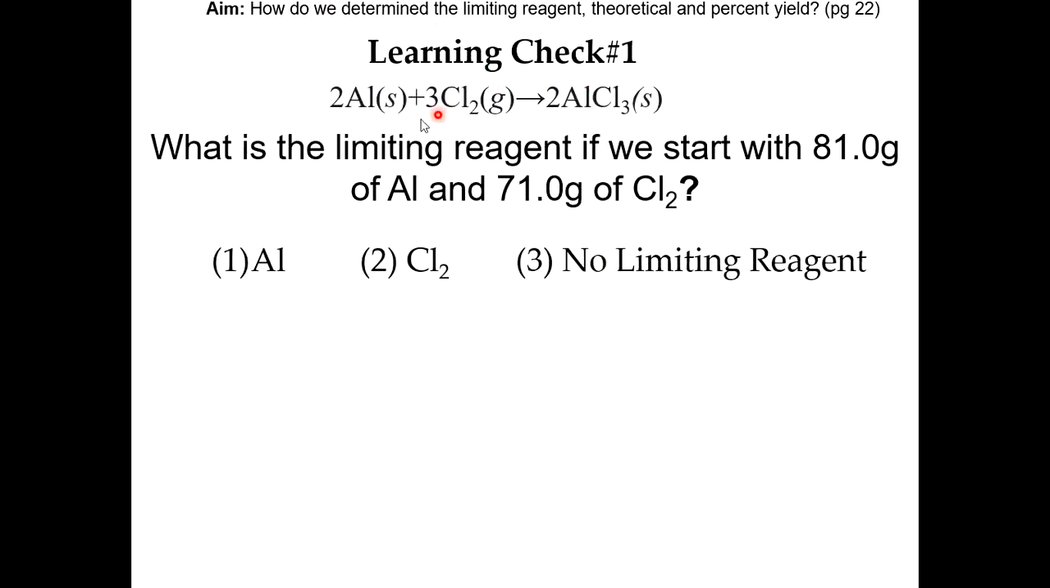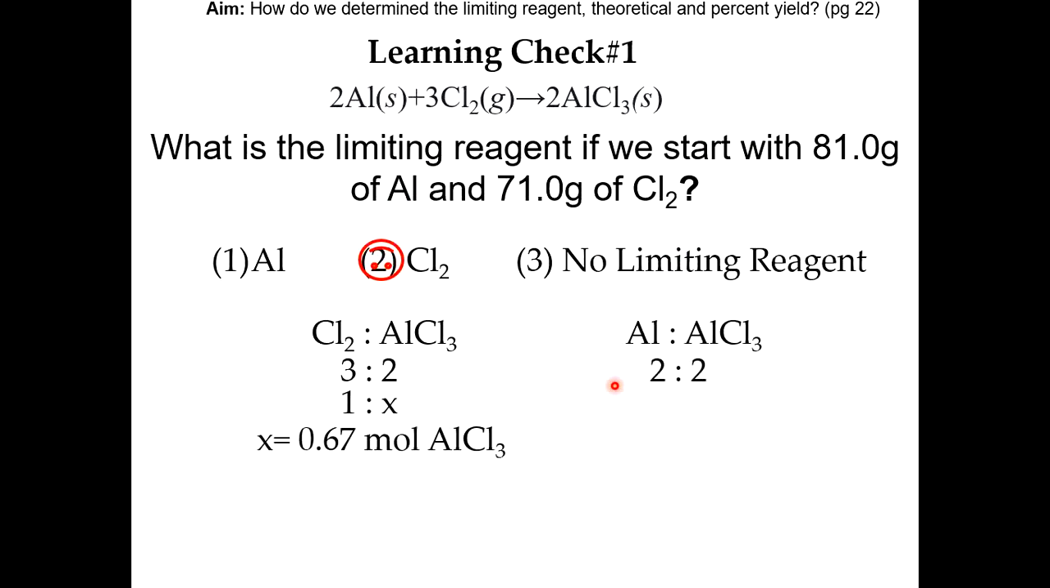Learning check number 1. What is the limiting reagent if we start off with 81 grams of Al and 71 grams of Cl2? Pause the video and resume once completed. So the answer is choice 2, Cl2. So the first step is to convert everything to moles. We have 3 moles of Al and 1 mole of Cl2. Then we set up a mole ratio.